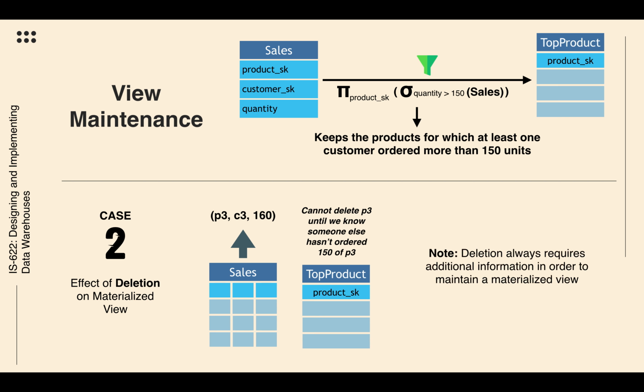So just to understand, whenever you want to delete something, it needs additional information. I have to go and check the sales table. Okay, so this is the basics, the basics on which we are going to discuss the 2 major algorithms for maintenance of views. I hope that is clear.